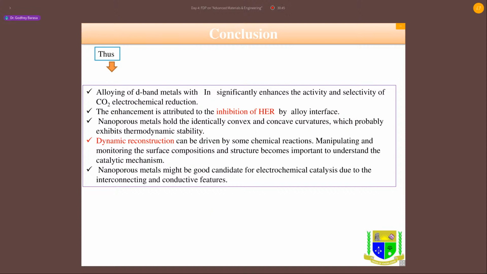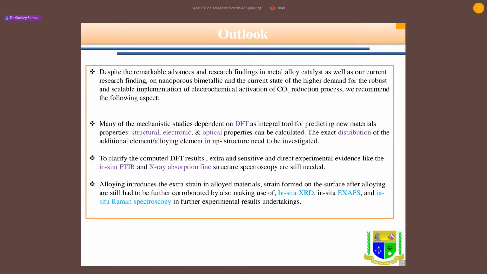Then the dynamic restructuring can be driven by some chemical reactions, so manipulating and monitoring the surface composition and the structure becomes important to understand the catalytic behavior. So nanoporous metals might be good candidates for electrochemical catalysis due to their interconnecting and conductive features.